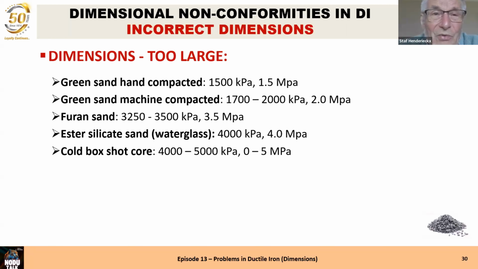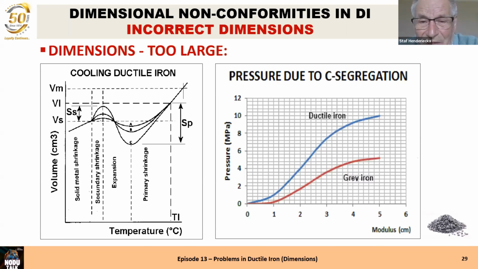If we go back to the previous slide, we see that with 2 MPa in green sand, we can only make a casting up to, let's say, 25 millimeters for the same pressure. If it's more than 25 millimeters, there will be an expansion in the mold. For gray iron, up to 25, it's nearly nothing. But for ductile iron, we have it.